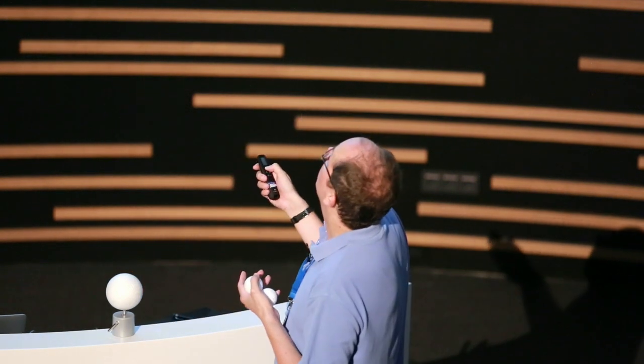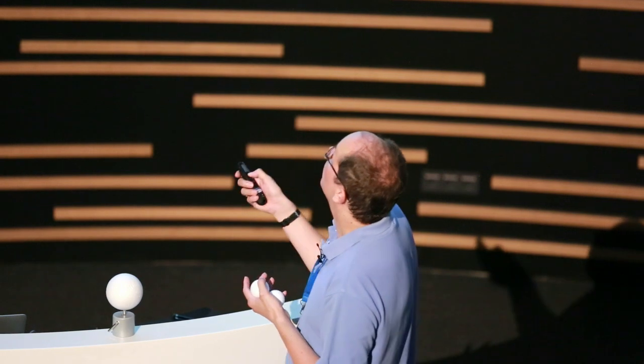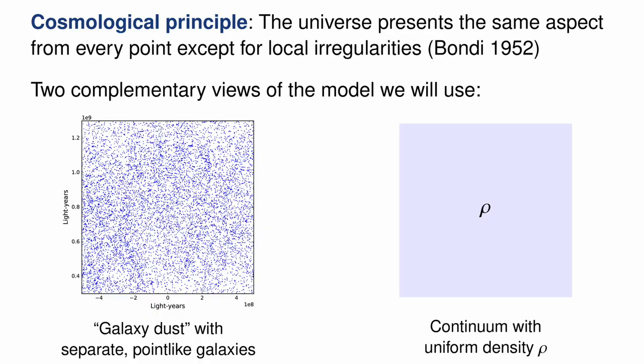Okay, so that's why the simplest model that we talk about in cosmology is basically the idealized version of that. We say, well, on average, the universe is homogeneous, so in our model we assume that it is precisely homogeneous. That's what models do, they idealize. And this has also been called the cosmological principle, by Bondi, the first instance I found is in a book from 1952. The universe presents the same aspect from every point except for local irregularities.